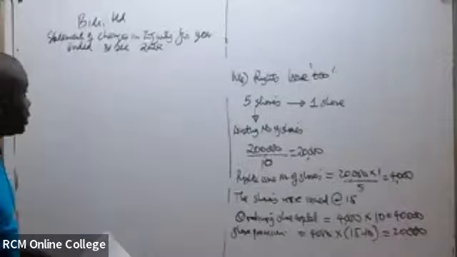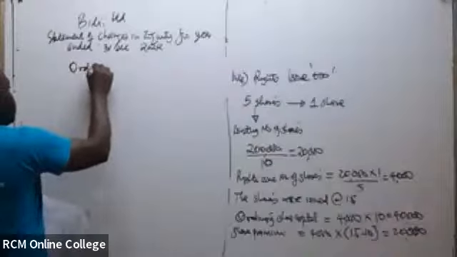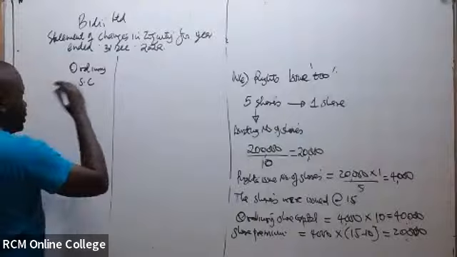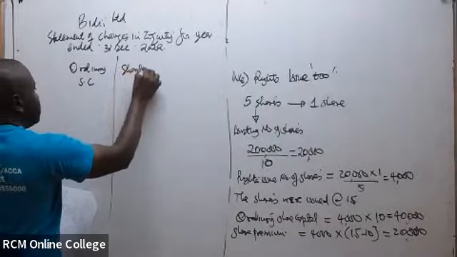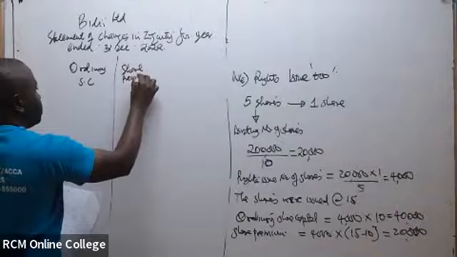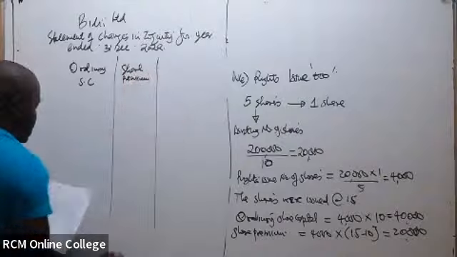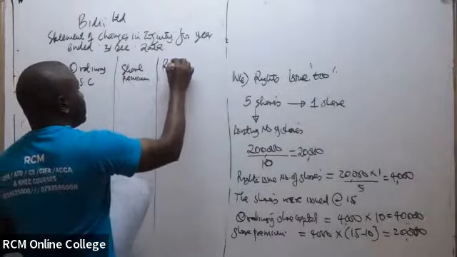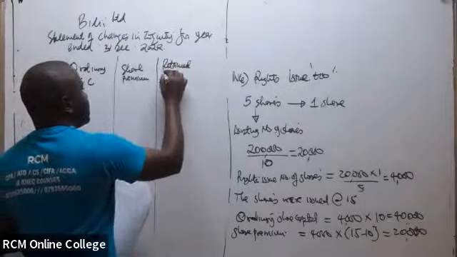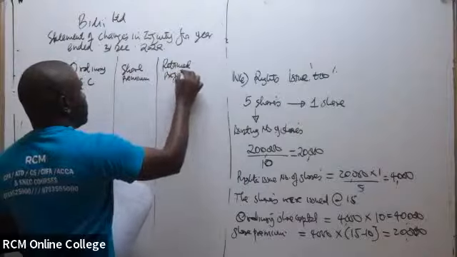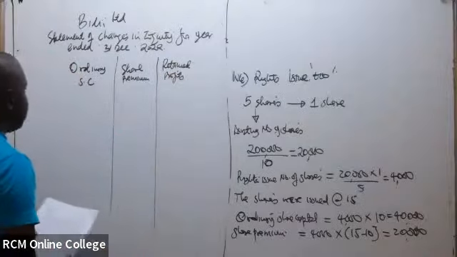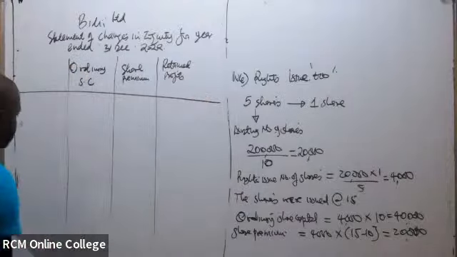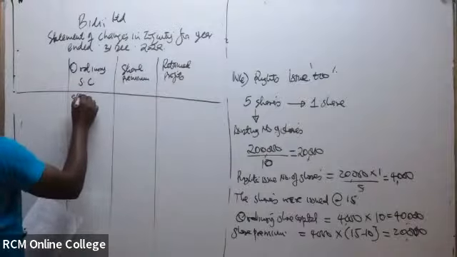In this case, we have ordinary share capital. We have share premium. And we have retained profits. Of course, we can do that. So our shillings are actually in thousands.